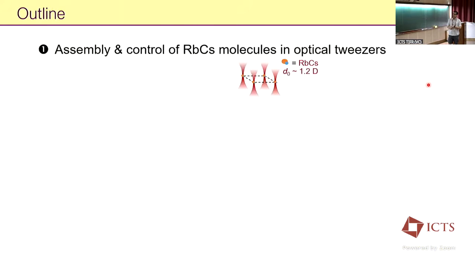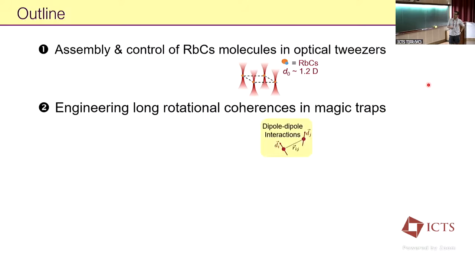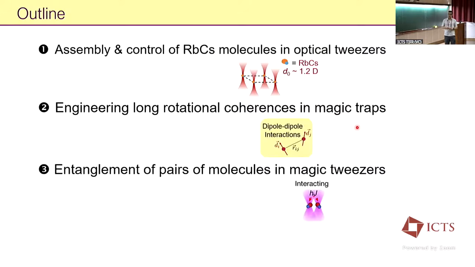Okay, so what I'm going to tell you about is actually how we assemble individual molecules in optical tweezers, and then how we can unlock this dipolar interaction by essentially developing a magic wavelength trap that allows us to control these AC Stark shifts. And then show you how we can use that to entangle a pair of molecules in tweezers, and then time permitting, I'll tell you a little bit about how this extends to lattices. Okay.